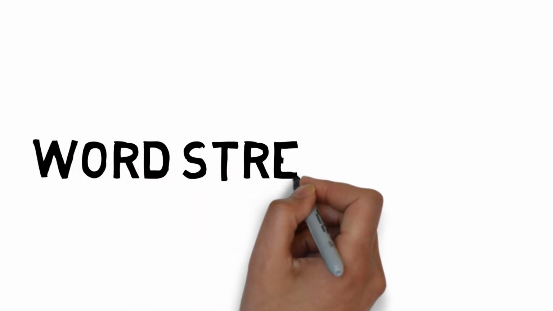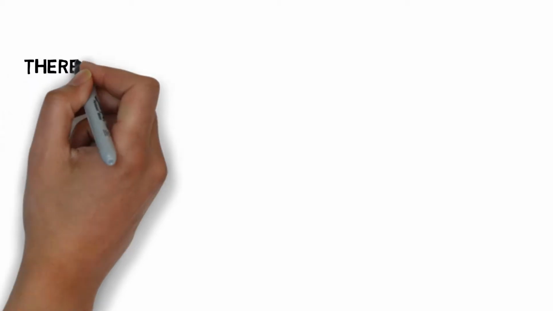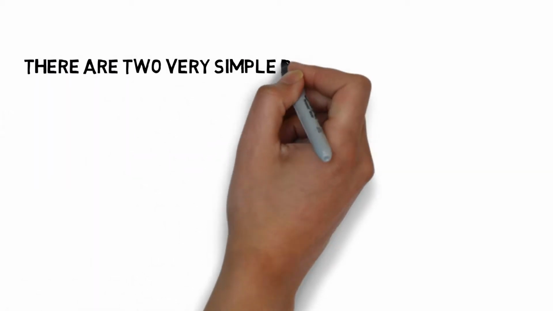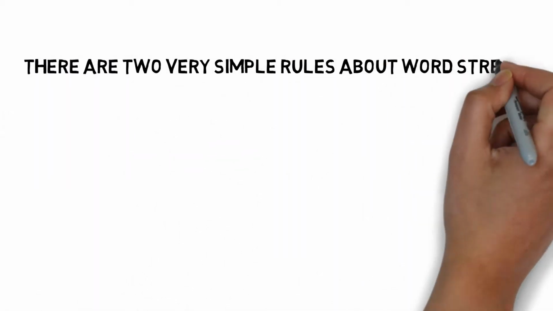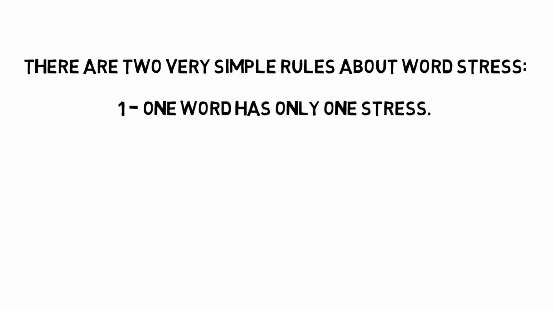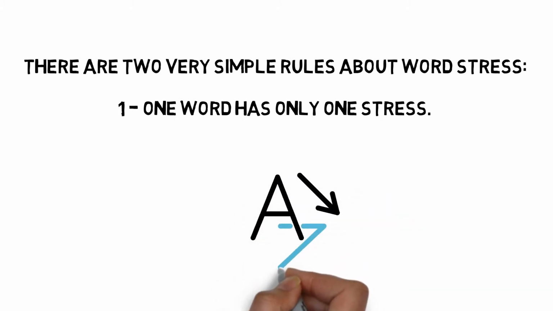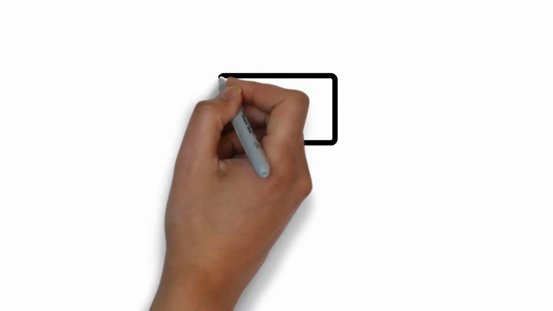Word stress rules. There are two very simple rules about word stress. Number one, a word has only one stress. One word cannot have two stresses. If you hear two stresses, you hear two words. Two stresses cannot be one word.